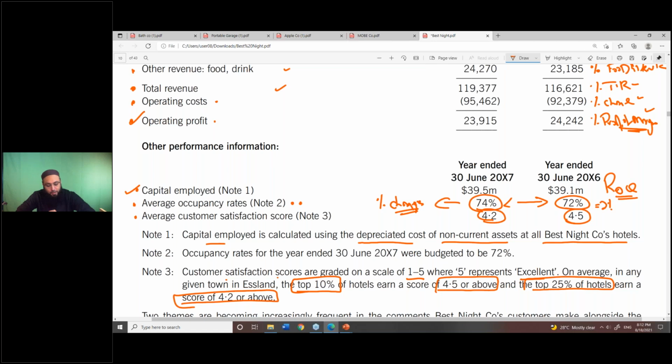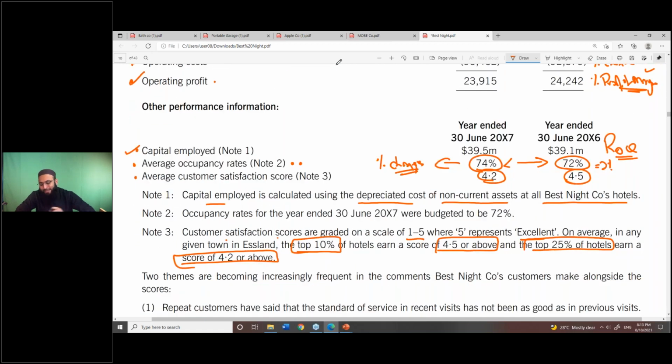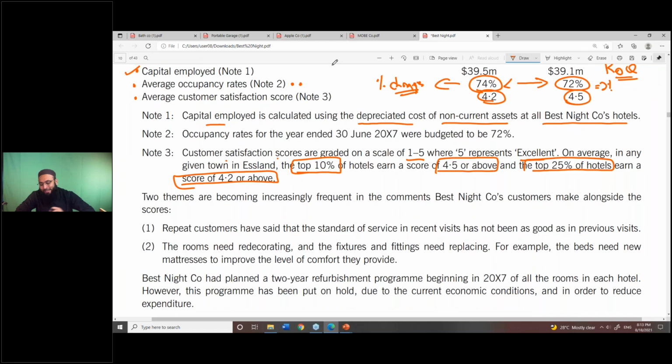Okay, so you can see here, those who are top 10 have a score of 4.5, and those who are top 25 have a score of 4.2. So that's nothing much I can do. It's a score given to me. Two themes are becoming increasingly frequent in the comments of Best Night customers alongside these scores. Let's see, two important feedbacks.